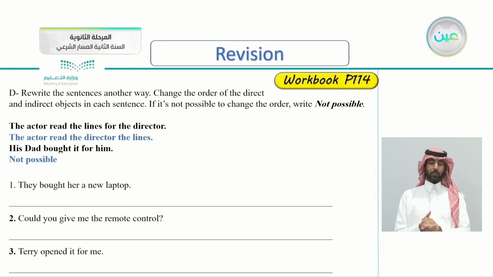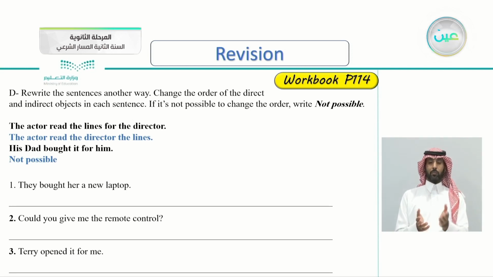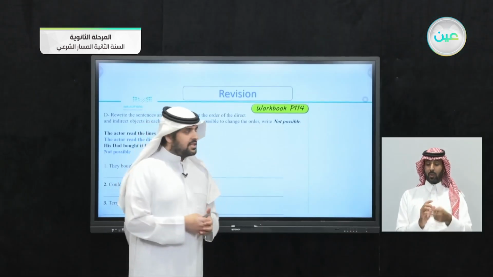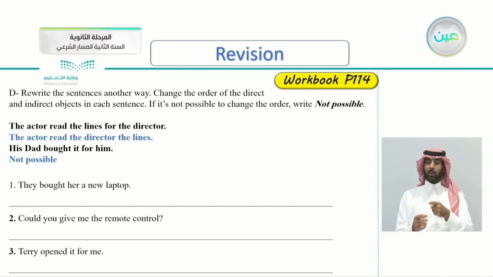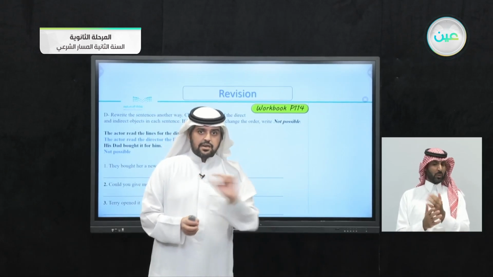Continuing here with exercise D, rewrite the sentences, in the same page 114. Rewrite the sentences another way. Change the order of the direct and indirect objects in each sentence. If it is not possible to change the order, write not possible. So we will have a sentence and try to change the order of the direct and the indirect object. Remember, if it's not possible, just write not possible.